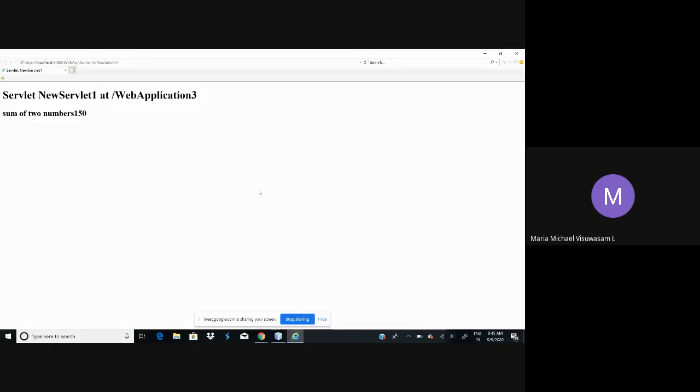So we have seen how to create a web service, how to deploy the web service, how to test the web service, how to consume the web service. Consumption of a web service can be done in two ways. You can use a servlet as well as you can use a normal Java application. So that's it.